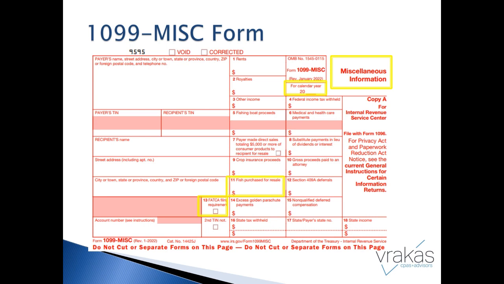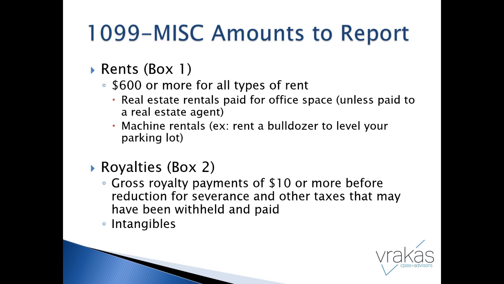So we're going to start and go through some of the boxes, and then we're going to go through who gets them, because that is the same for 1099 miscellaneous as a 1099 NEC. So we'll go through the miscellaneous form, and then we'll go through the NEC.